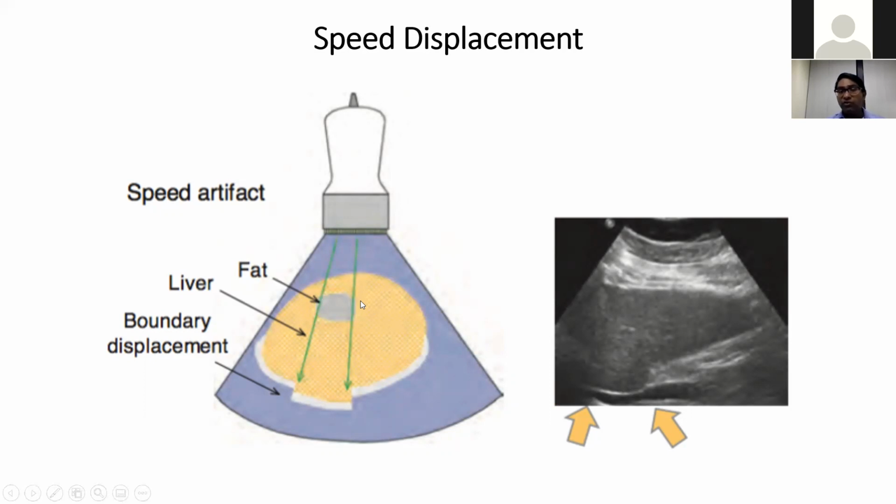However, the speed of sound varies from organ to organ. For example, fat may have a lower speed of sound than the liver. So when you look through fat, if there's a fat globule here, the sound wave will travel slower here, and basically there would be a discontinuity in the liver boundary, in the liver capsule, and this discontinuity is because of the presence of the fat globule here. If you look at this image, this is the liver boundary, and suddenly you have a discontinuity here. This is because of the speed that's being used to reconstruct these images.